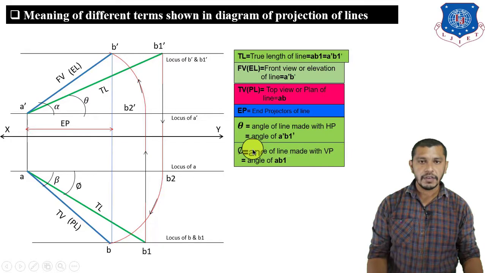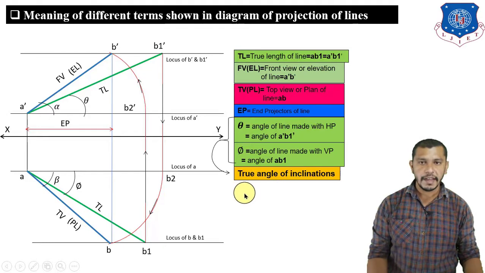Phi is the angle of inclination of the line with the vertical plane, and in the diagram it is shown by A B1 true length. So A B1 is our true length and it is shown by phi angle. Here we can see that the true length AB1 is inclined at an angle phi to the XY reference line, and this theta and phi are also known as the true inclination of the line.